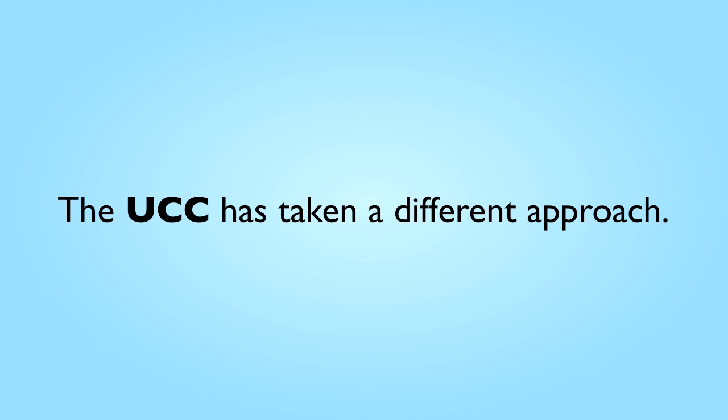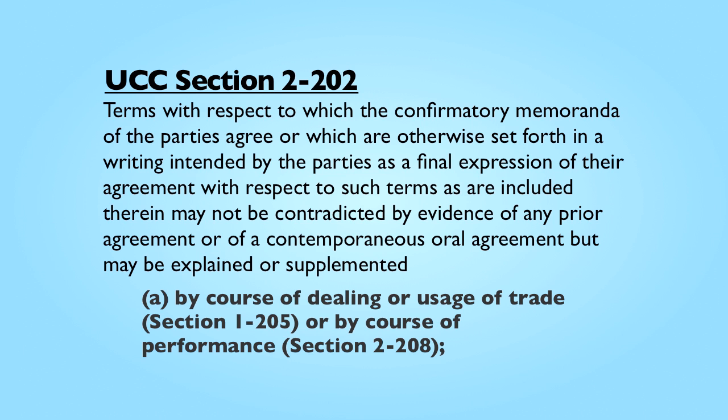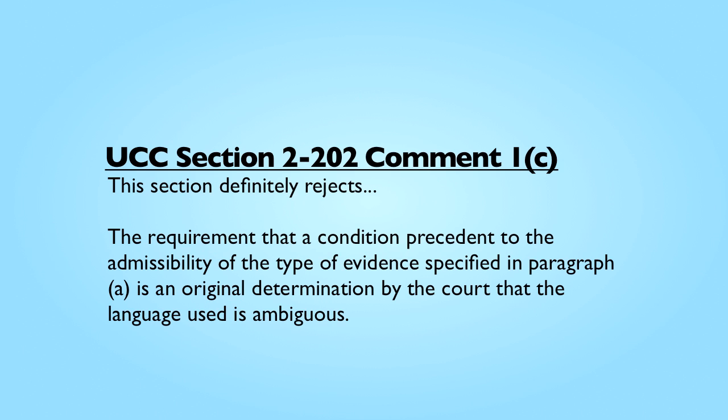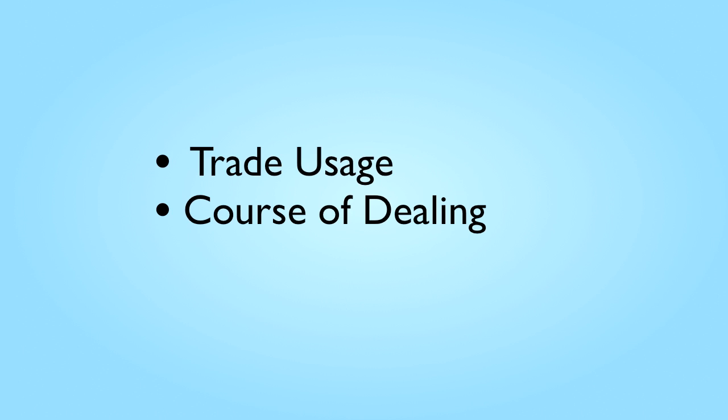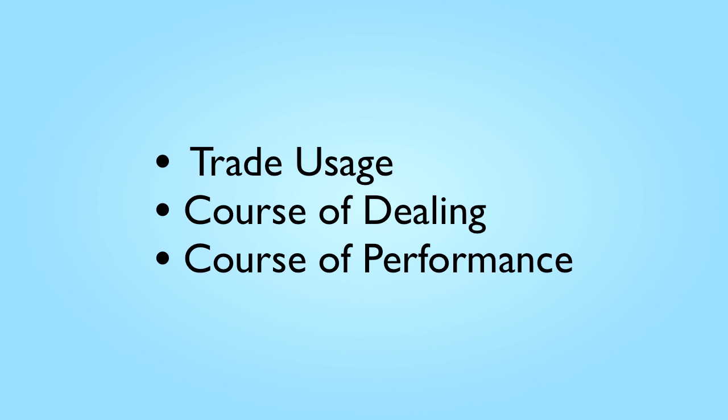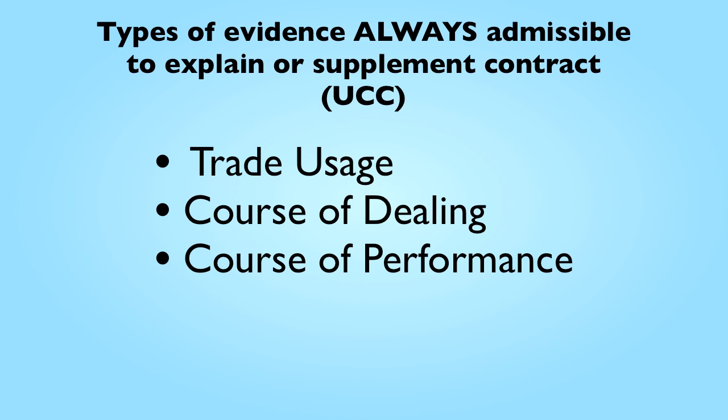The UCC has taken a completely different tack in addressing the question of ambiguity. It jettisoned the whole question of ambiguity and instead focused on the kind of extrinsic evidence involved. So, Section 2-202 of the UCC states that written terms may be explained or supplemented. Official comment number 1 further states, so in UCC cases, if the extrinsic evidence falls into one of the 3 categories, trade usage, course of dealing, or course of performance, that evidence is always admissible to explain or supplement the contract.